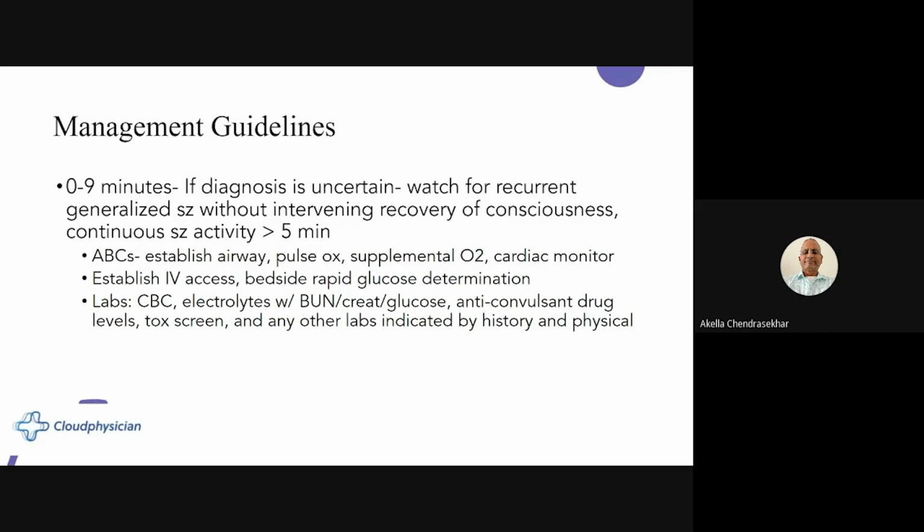Do a rapid bedside glucose determination. The probability that a seizure was caused by low glucose is pretty low, but it's a very easily correctable problem. So because of that, you want to just quickly check. It doesn't take very long. Okay. Just have them quickly check. Now, you're going to send off labs indicated by, looking at CBC, looking at electrolytes, BUN, creatinine, glucose, anticonvulsant drug levels, tox screen, etc., depending on your history and physical examination. You've done a good history and physical examination, you'll know what to get.